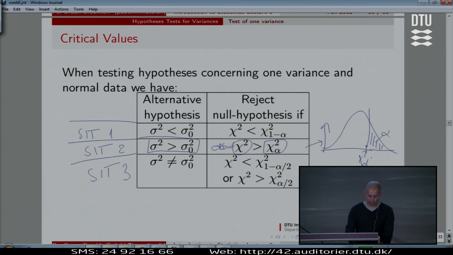In the two-tailed situation, we will reject the null if the variance is either too small or too large. That's what it says here. If the variance is too small, I reject, or if the variance is too large. And when I say that, I mean the variance as it comes out of this observed test statistic. If it becomes too large or too small, I reject.